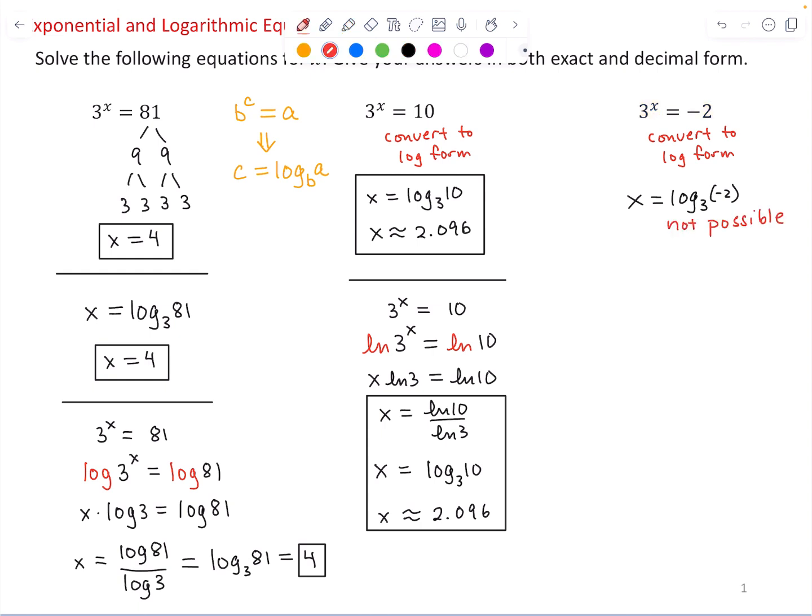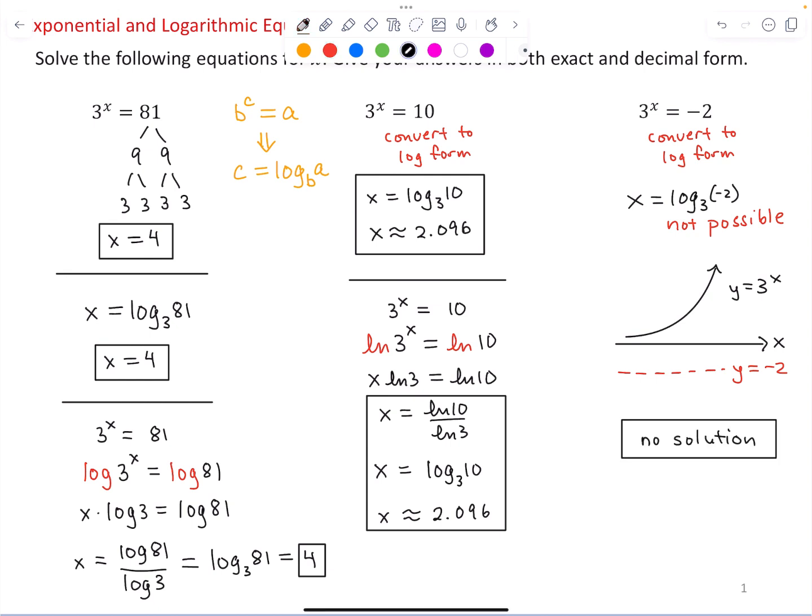So this equation is not possible. And if you think of this graphically, the graph of y equals 3 to the x is always above the x-axis, and y equals negative 2 is below the x-axis. So there will never be a value of x that will allow me to get a negative 2 result. So we have no solution here. And you want to train yourself to recognize these situations. Okay, let's go to the next page.